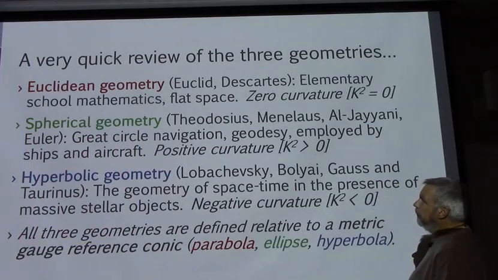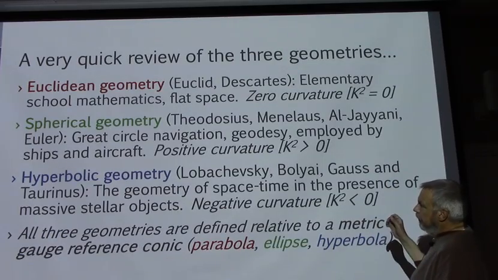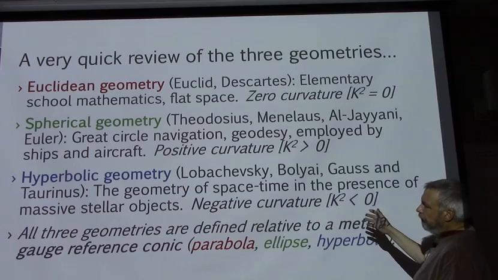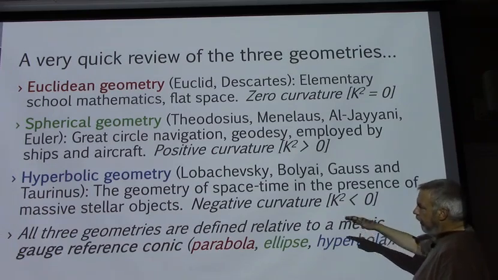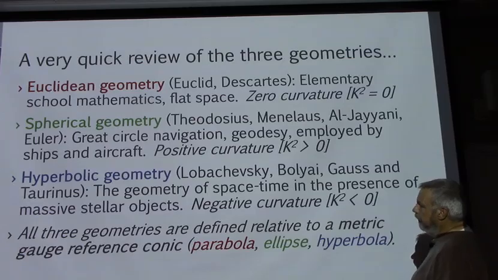Euclidean, that's the stuff we studied in elementary school. Spherical geometry is this kind of stuff that navigators use for ships and for planes. And most people haven't seen hyperbolic geometry. It deals with large astronomical objects in space that literally dent space-time. And it describes the curvature of the space-time. In fact, Einstein prevailed on Minkowski and Riemann in the area of hyperbolic geometry.